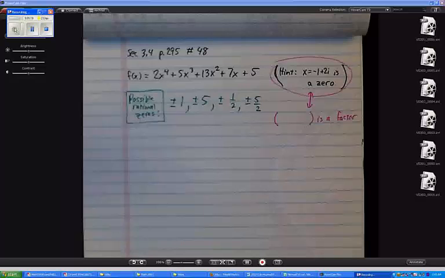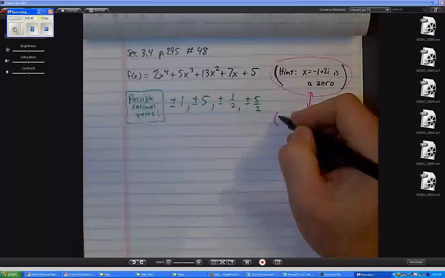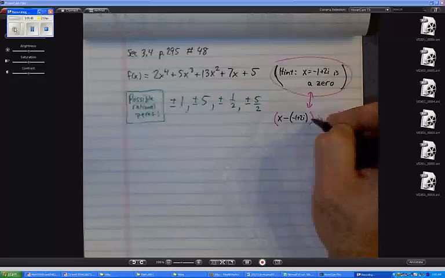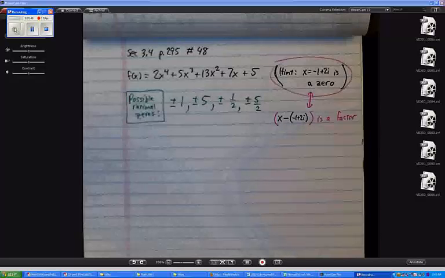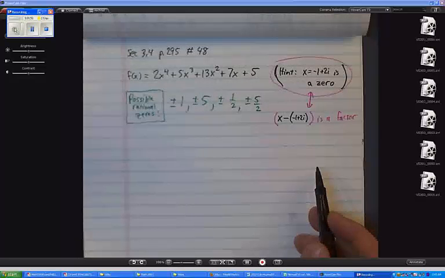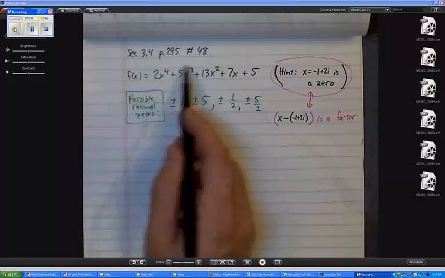If I say 7 is a zero, then what do you have as a factor? X minus 7. If I say 4 is a zero, then you have x minus 4 is a factor. If I say -1 is a zero, well, I guess it's x minus -1, but we usually write x plus 1, right? So here I can say that x minus (-1 plus 2i) is a factor.